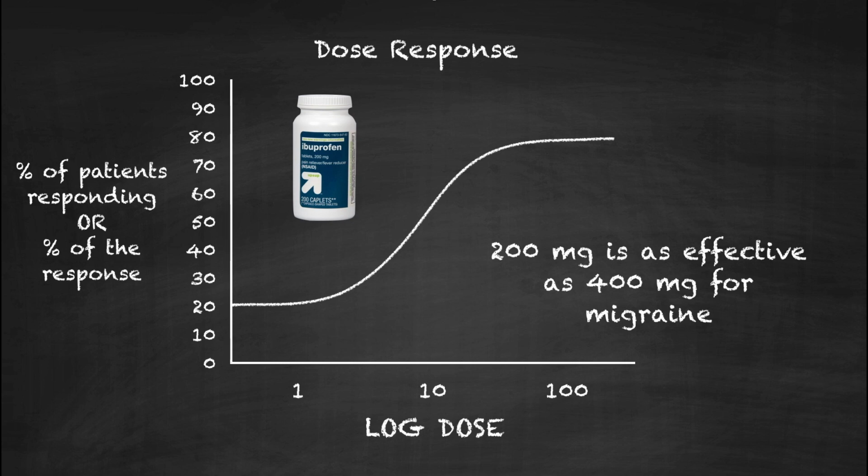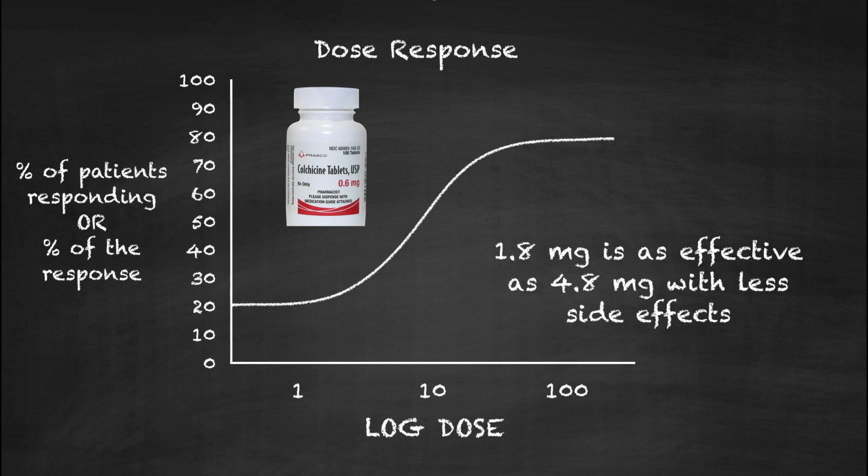Ibuprofen is an interesting example. There's studies that show that for migraine headache, 200 is just as effective as 400. Now, some people will swear that they need 400, and that's totally fine. But many people might take 400 when 200 would be just as effective.